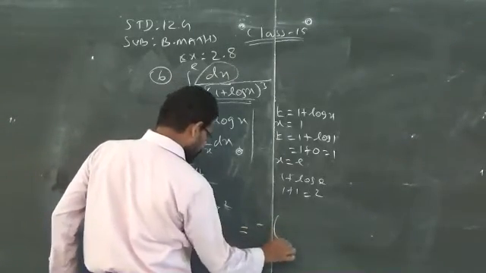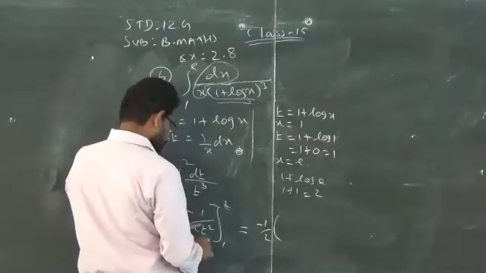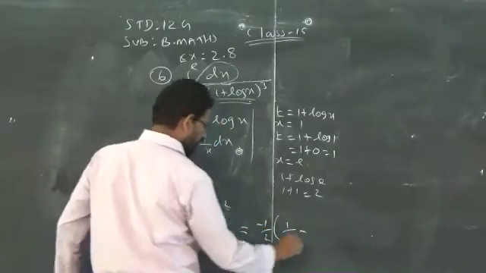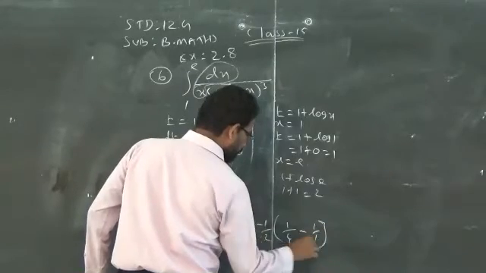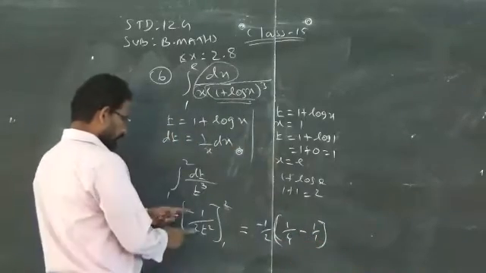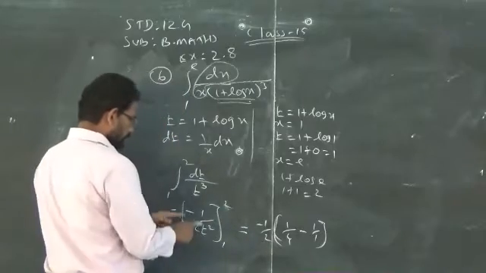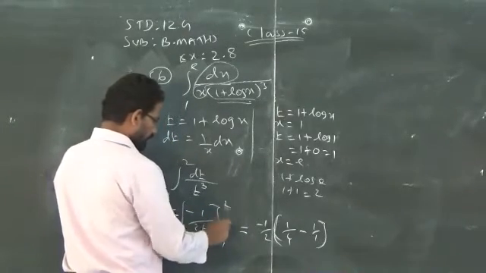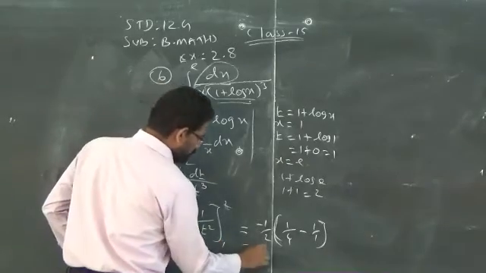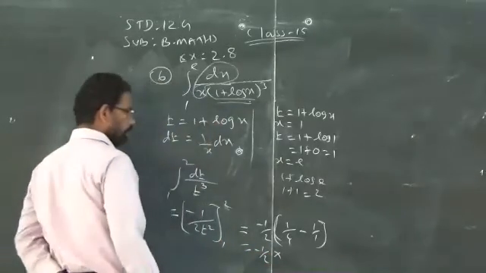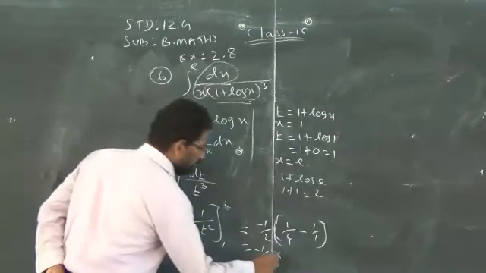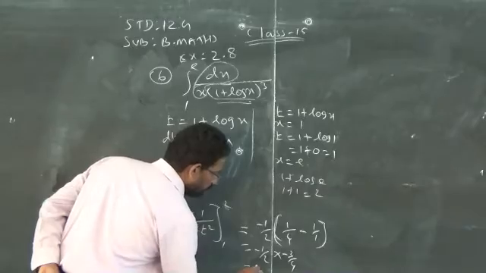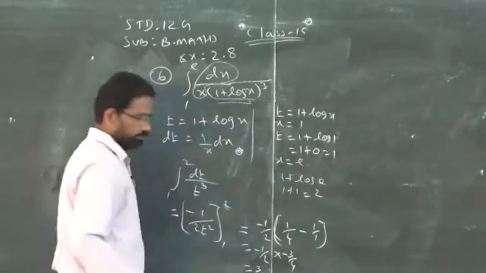Minus, you take outside 1 by 2 also, only t, 1 by 4 minus 1 by 1. Be careful of your calculation. I take minus 1 by 2 outside. Then got only 1 by t square. So upper limit 4 minus lower limit. So what will be the answer? Minus 1 by 2 into 1 by 4 minus 1, nothing but minus 3 by 4, which will give you 3 by 8.